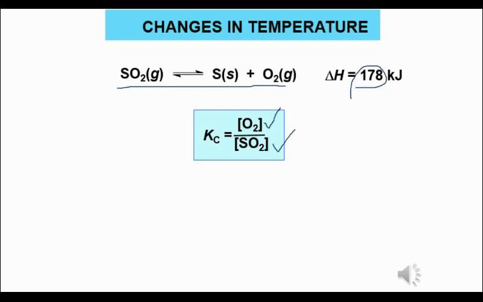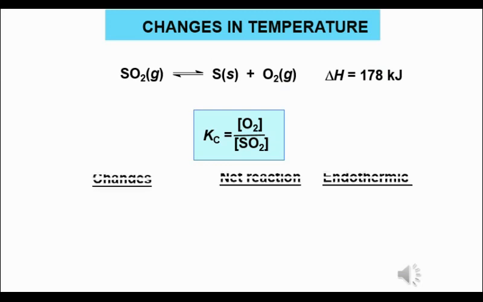Note that the sulfur is not involved in the equilibrium constant calculation because sulfur has a constant concentration. So it is not involved in the calculation. So let's see what will happen. What will happen when we make changes in temperature to an endothermic reaction?